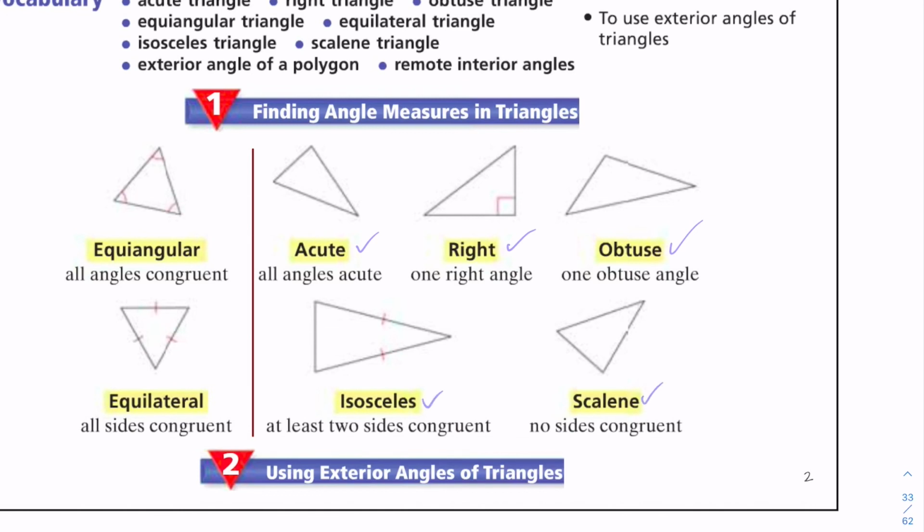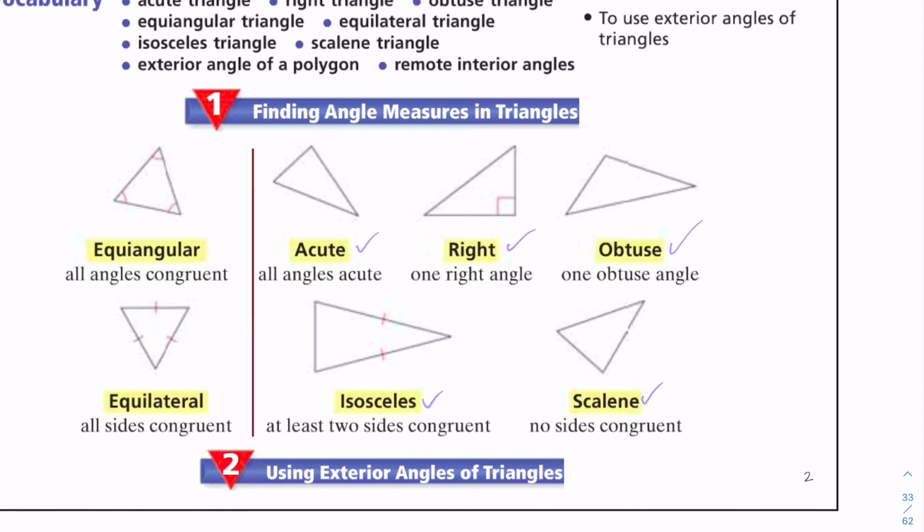Now, all equilateral triangles are acute. All equiangular triangles are acute. And the reason why is because they all have to add up to 180, so each angle is 60 degrees. Both of them are the same. They both have angles of 60. So 60 is an acute angle.